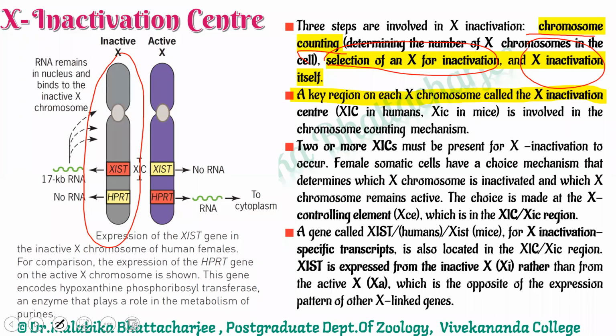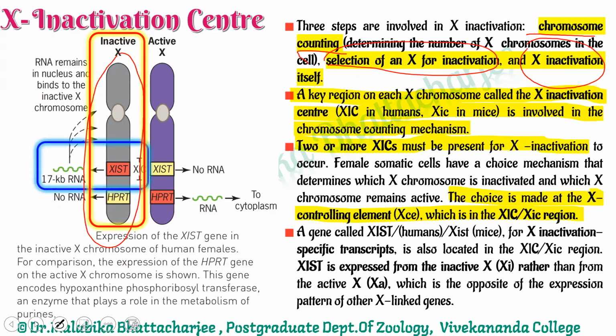Now, in the X chromosome, there is a key area which is known as the X inactivation center. In this key area, there is a gene. In humans, it is known as XIST. So you can see the XIST on the inactive X. The name XIST comes from X inactivation specific transcript.